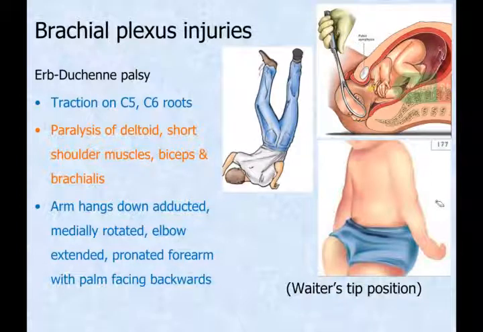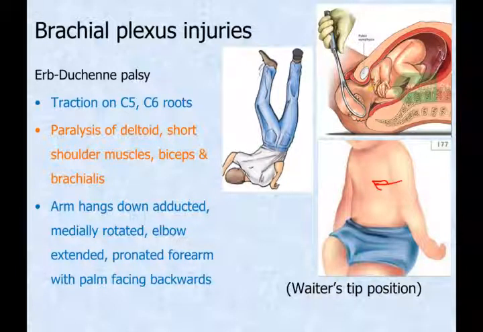The deltoid is paralyzed here, and even the supraspinatus is paralyzed. Therefore, abduction is totally gone. Now, what are the strong adductors? You have the pec major from the front and the latissimus dorsi from the back. These are strong adductors, and they are intact. They are supplied not by C5 and C6, but by C7 and C8. So they adduct the arm. That's why you get the arm adducted.